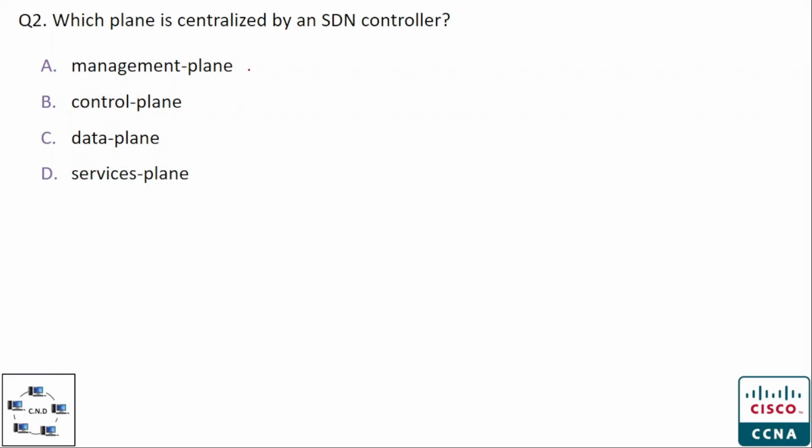Question number 2, which plane is centralized by an SDN controller? We are talking about the software defined networking controller. Which plane is centralized by the SDN controller? And the options are option A, management plane, option B, control plane, option C, data plane, and option D, services plane. And the correct option is option B, control plane.